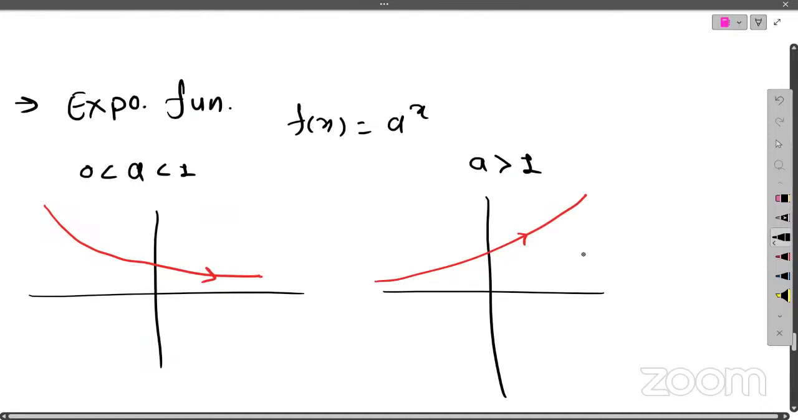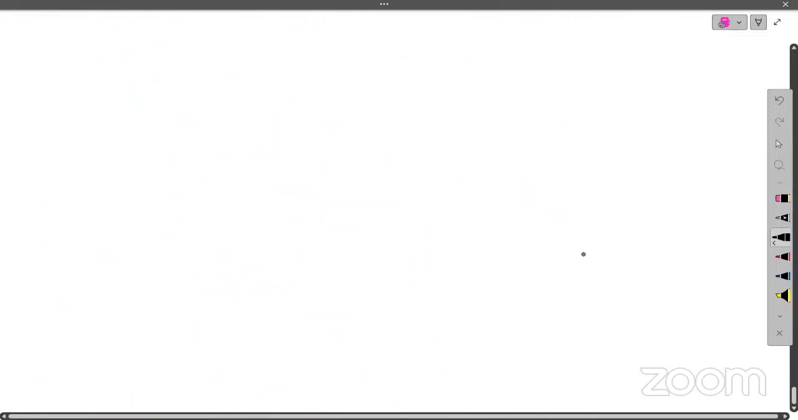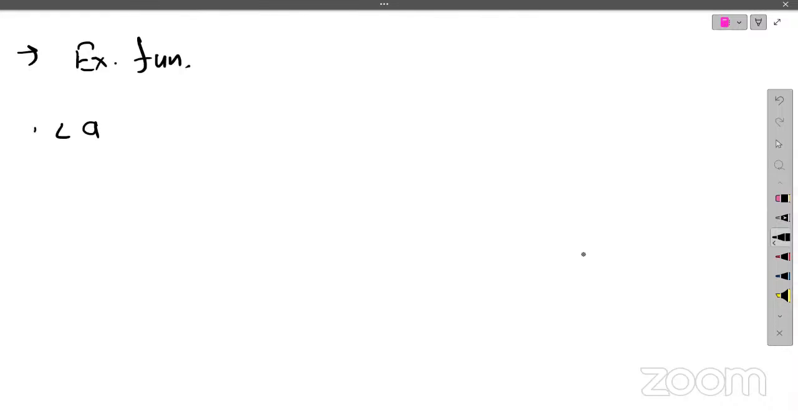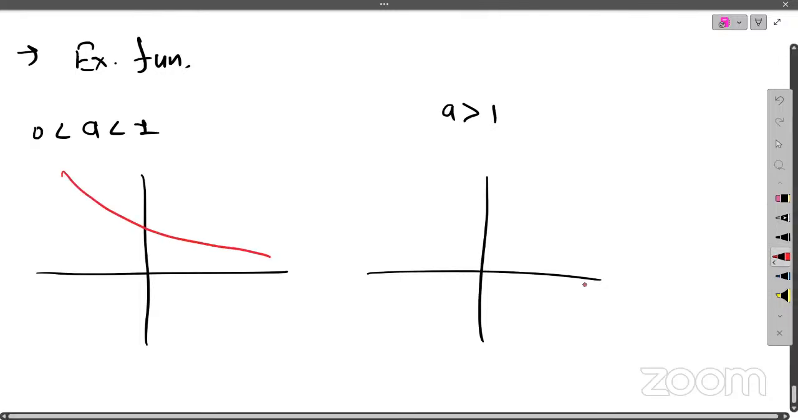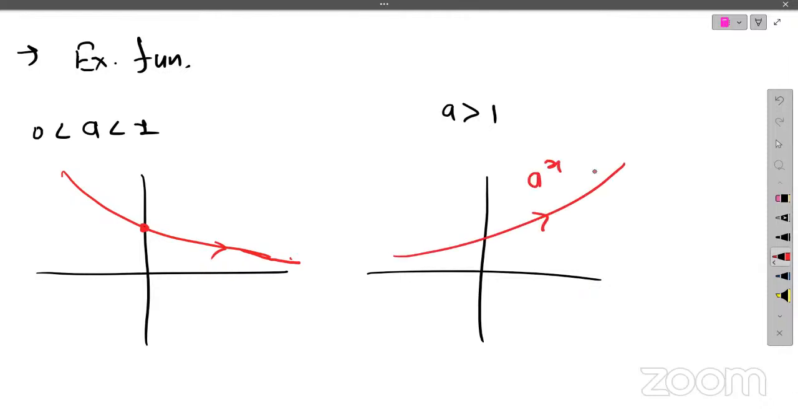Okay, so let's get back to the exponential function. Suppose a is between 0 and 1, and a is strictly greater than 1. So we have graphs here looking like this. This is the graph of a to the power x. This is also a graph of a to the power x, but here the value of a is between 0 and 1, and here the value of a is strictly greater than 1.